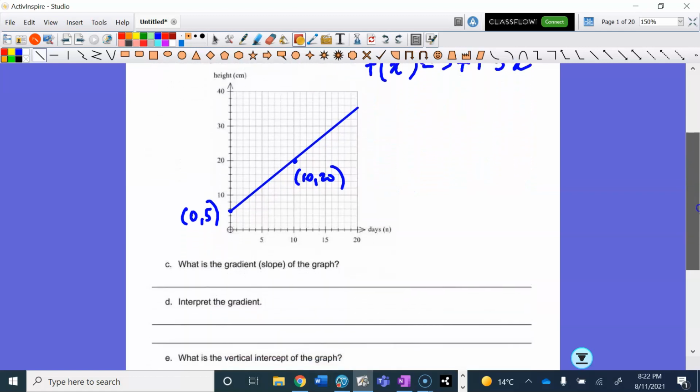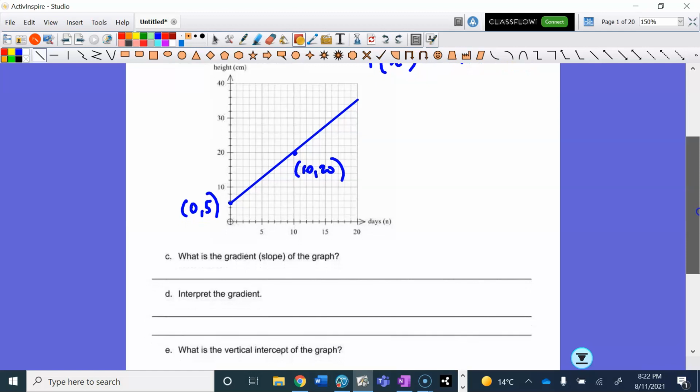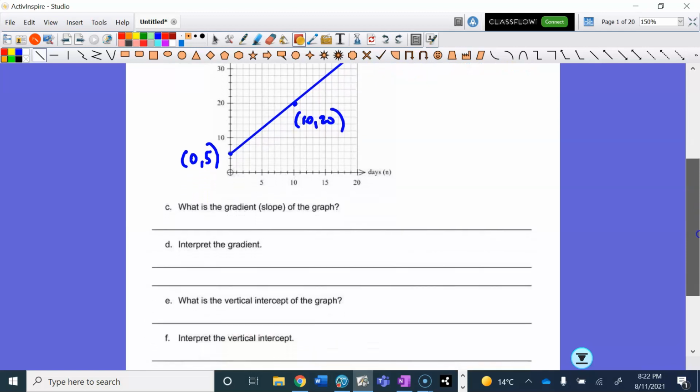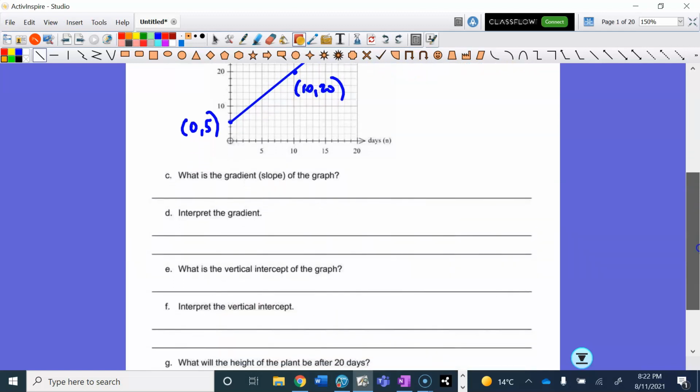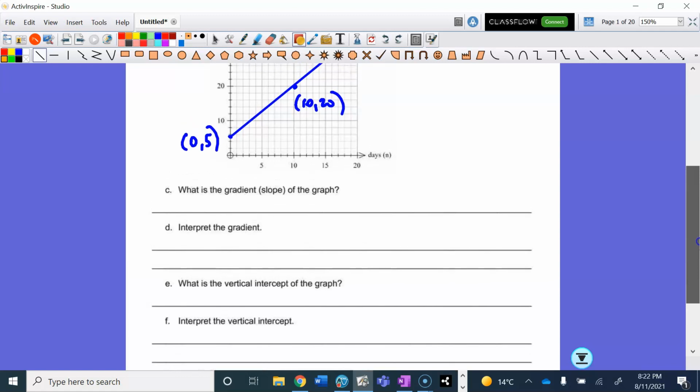So what's the gradient? Interpret the gradient. What's the vertical intercept? Interpret the vertical intercept. A really important concept in general maths is to be able to interpret what you find. A lot of questions involve what's the answer, and that's easy enough to get off the calculator normally, and then interpret what you're finding. So in other words, in English, related to the context of this question, what did you find?